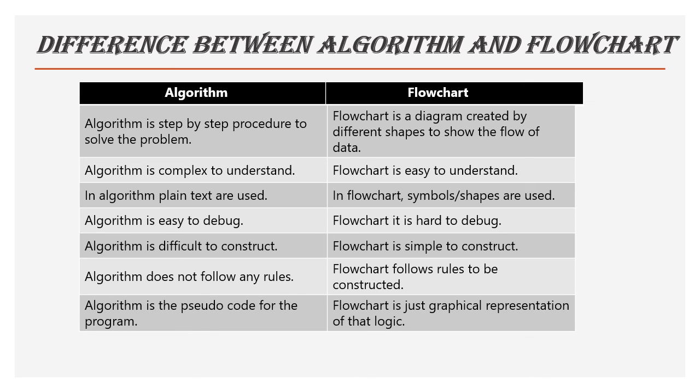An algorithm is complex to understand, a flowchart is easy to understand. In an algorithm plain text is used, in a flowchart symbols and shapes are used. An algorithm is easy to debug, a flowchart is hard to debug. An algorithm is difficult to construct, whereas a flowchart is simple to construct. An algorithm does not follow any rule, a flowchart follows rules to be constructed. An algorithm is pseudocode for the program. A flowchart is just a graphical representation of that.